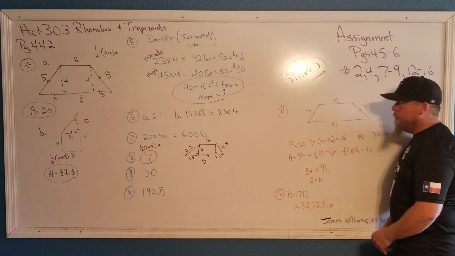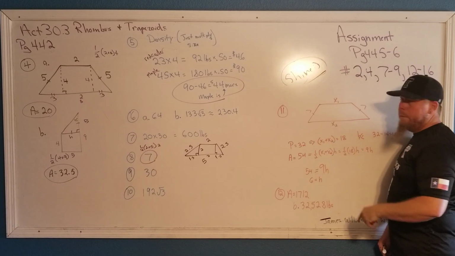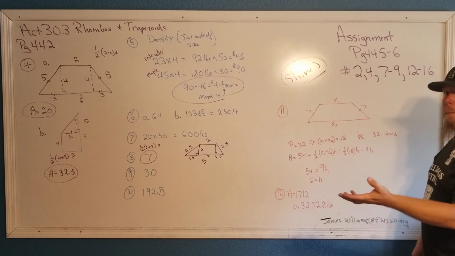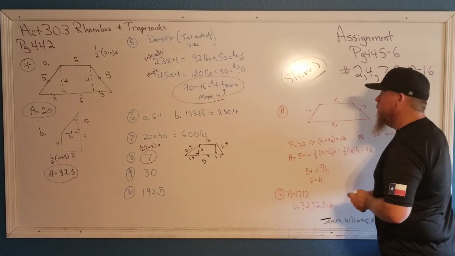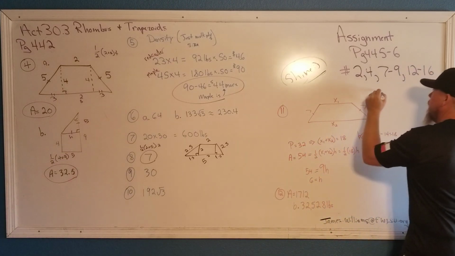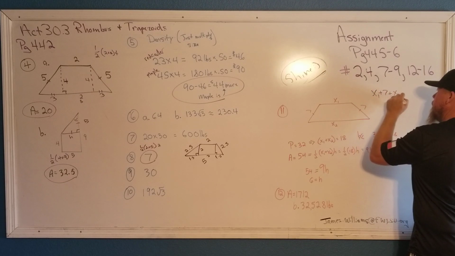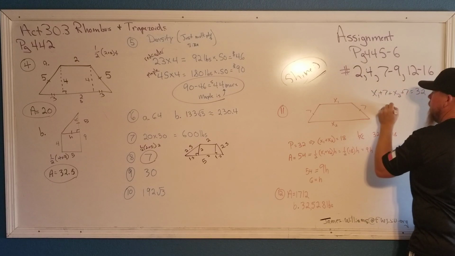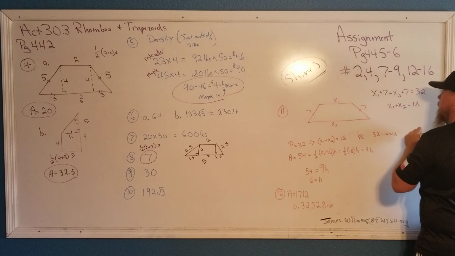So let's start with the perimeter. Why am I going to start with the perimeter? Because it allows me to solve for x1 plus x2. I don't know what each one is individually, but I know what their sum has to be. Why? Because if the perimeter is 32, that means this plus this plus this plus this is 32. So technically x1 plus 7 plus x2 plus 7 equals 32. That means x1 plus x2 equals 18.